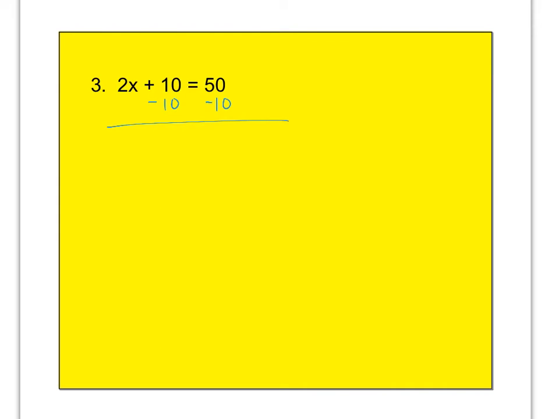The positive 10 and the negative 10 will cancel out. On the left, we're left with 2x. On the right, we have 50 minus 10, which is 40.